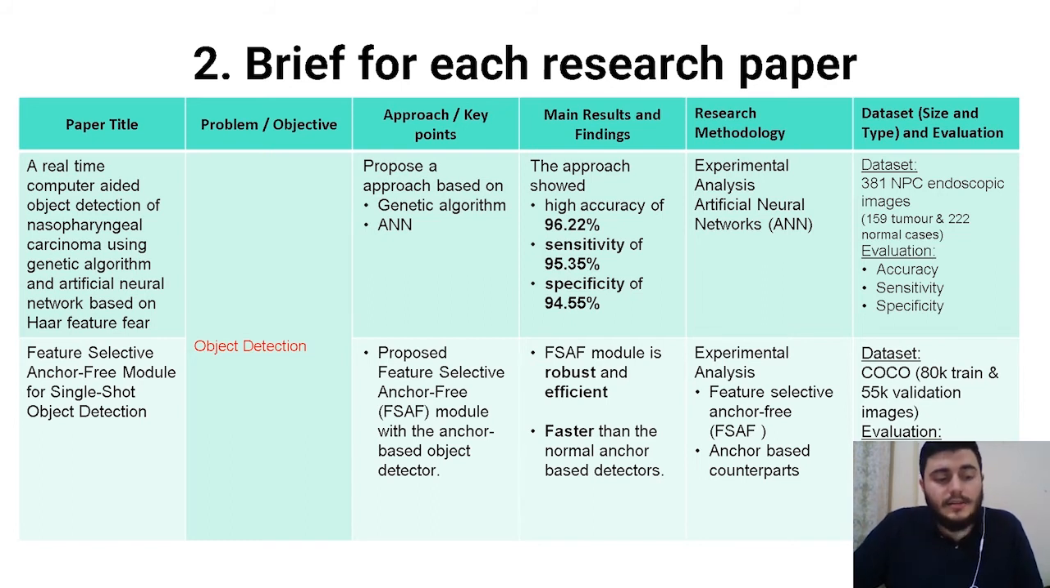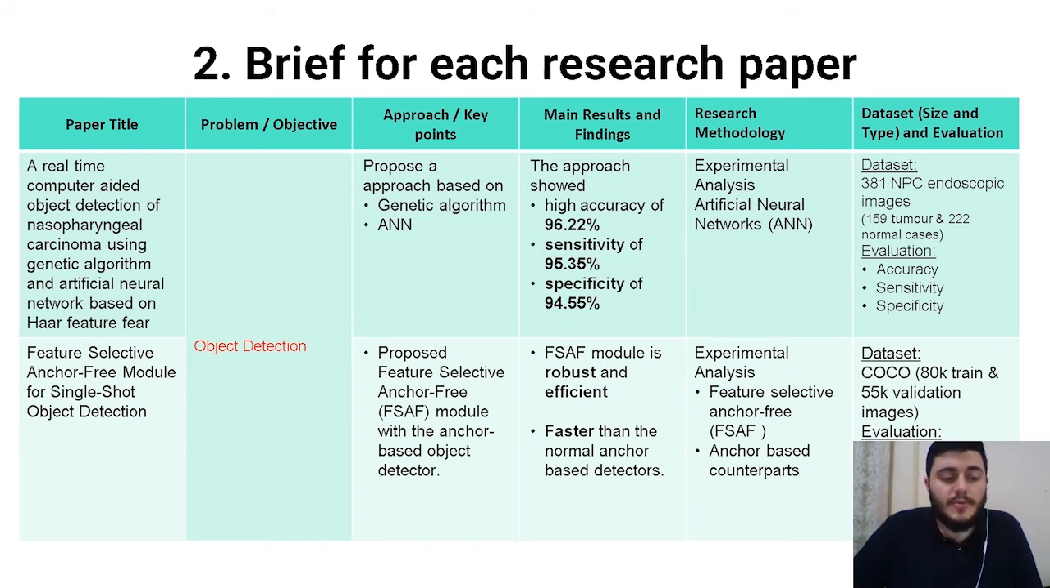The top paper is titled A Real-Time Computer-Aided Object Detection of Nasopharyngeal Carcinoma Using the Genetic Algorithm and Artificial Neural Network Based on Haar Feature. It is based on the problem of the inability to visualize the border points of the tumor accurately in detail, and the inability to separate the normal tissues from the undesirable ones that need to be removed as part of the tumor.